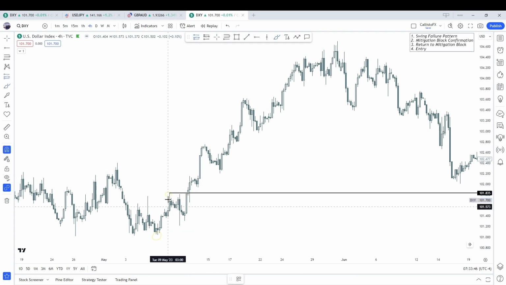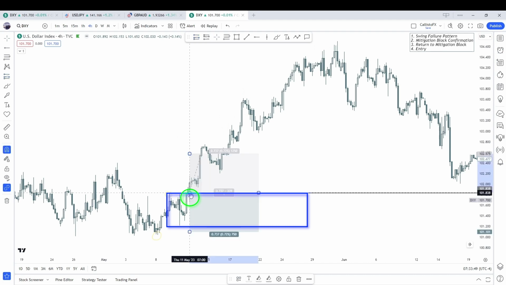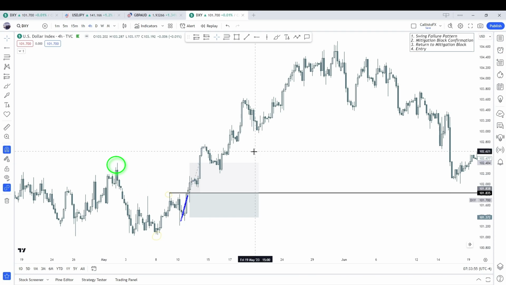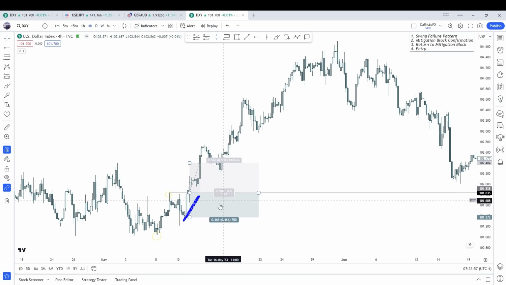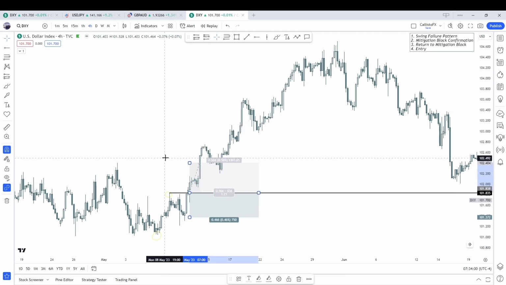Hence, we can have a buy position at our mitigation block, covering the low of the mitigation block and targeting the highs. Of course, in hindsight, you'll be able to get much more out of this trade, but just to be safe, targeting the swing highs will give you a relatively quick and easy trade.